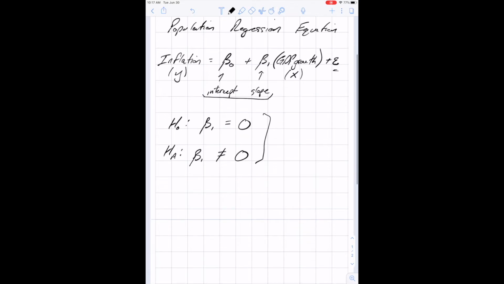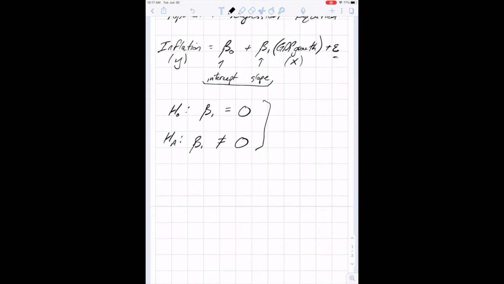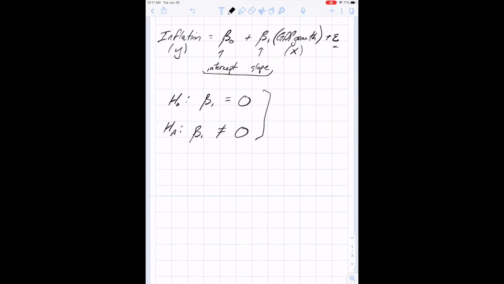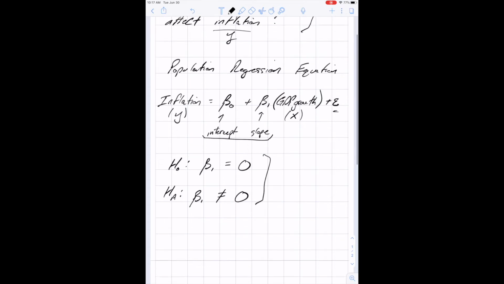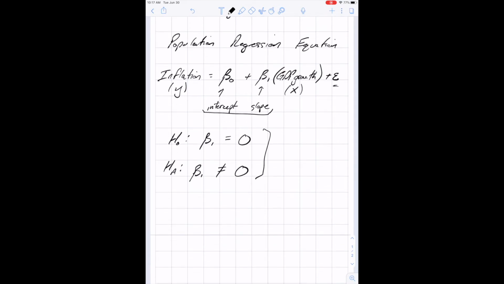Notice that's a two-sided test. When we use the analysis tool pack in Excel, it's always assuming that we're doing a two-sided test. So that's worth thinking about. I think most of the book problems assume you're doing a two-sided test too. And oftentimes we treat all questions about slopes as two-sided tests.